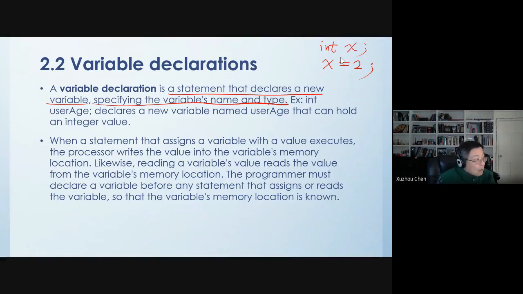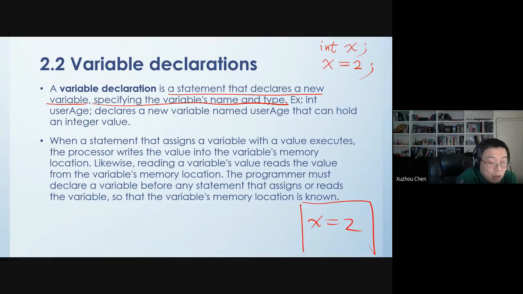Now, let's talk about variable declaration. If you remember Python, do you actually see any C-style declaration in Python? Sometimes in Python, if you type x equals 2, y equals 3, z equals x plus y, it's going to work. You don't need to declare this.